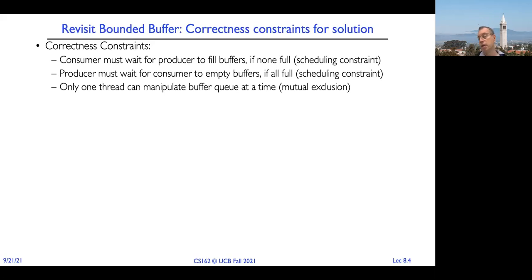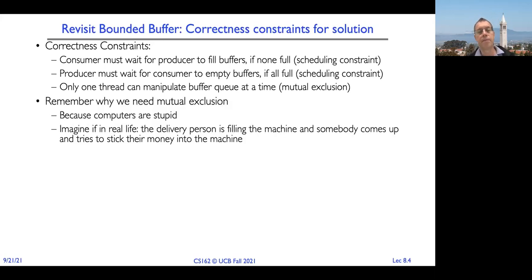And there is the buffer itself: manipulating the buffer or the queue is a critical section, and only one thread is going to manipulate the queue, either one consumer or one producer, right?